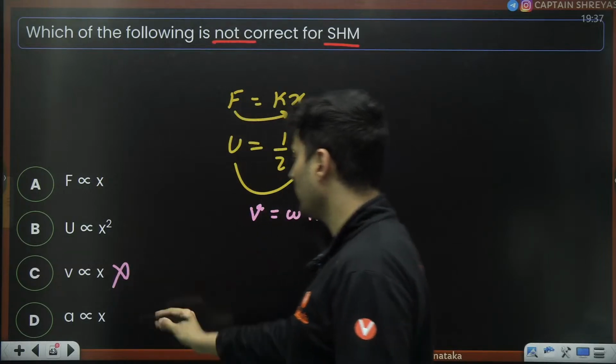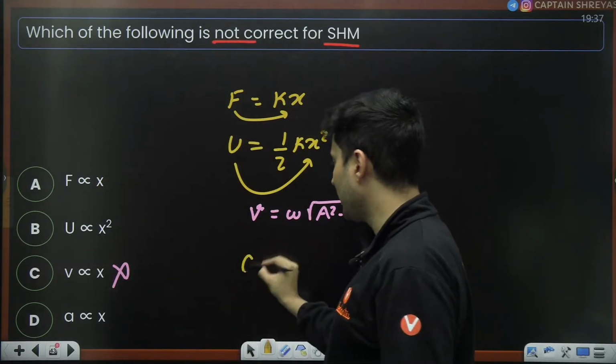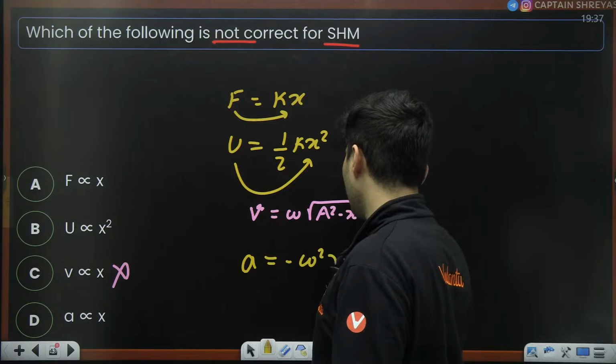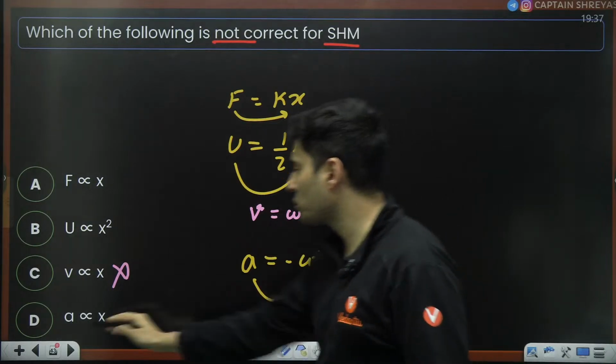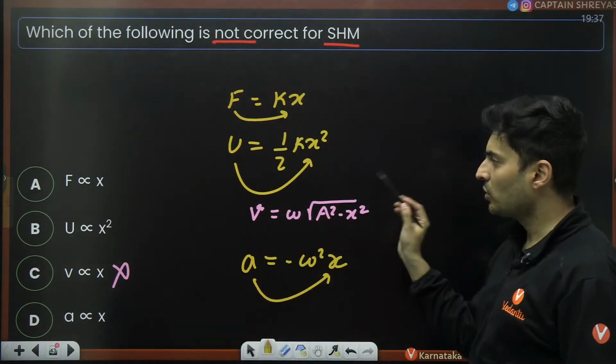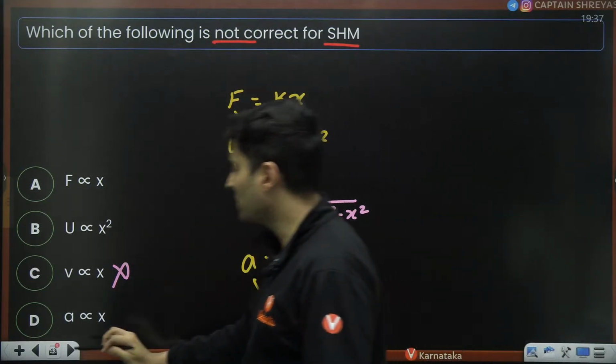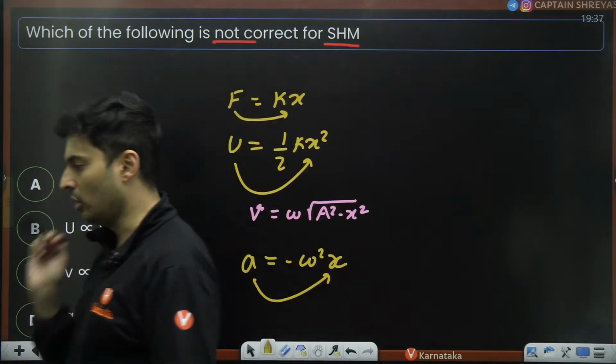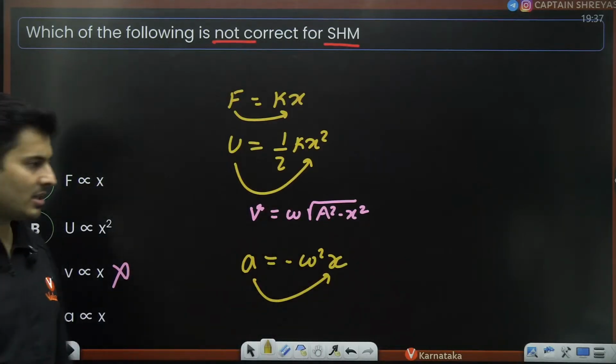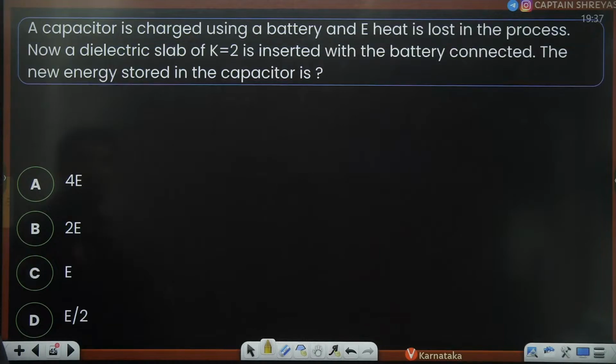So this is wrong. Acceleration, well, that is always correct. Definitely it is minus omega square into X. So it is also proportional to X. So first, second and fourth option are correct. This is the odd man out. So C option is the incorrect option for SHM, simple harmonic motion.